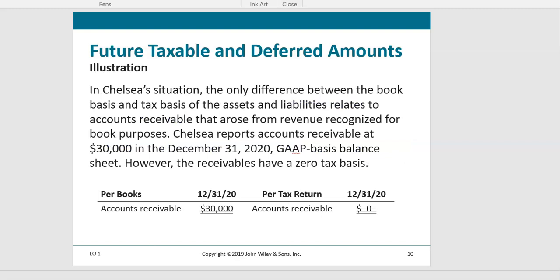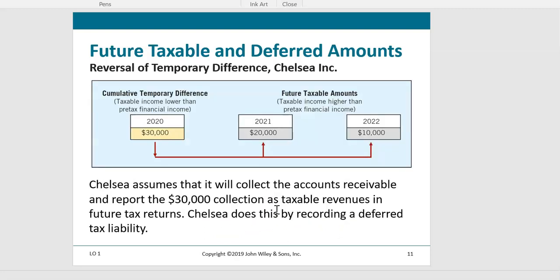In the example we just saw, the only difference between the book basis and the tax basis of the assets and liabilities just related to that accounts receivable, one sale on account. The company reported accounts receivable at $30,000. That's actually what we can use to determine the deferred tax asset and the deferred tax liability. We can look at that change in the account receivable to then determine what our deferred tax asset, or in this case, deferred tax liability, should look like.